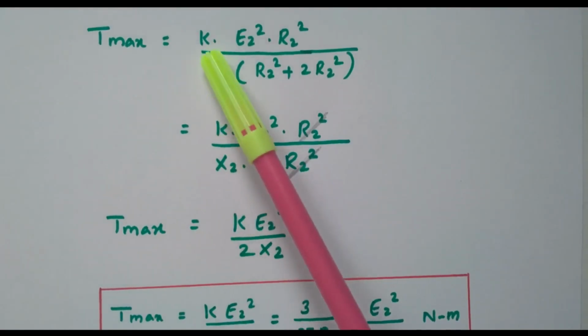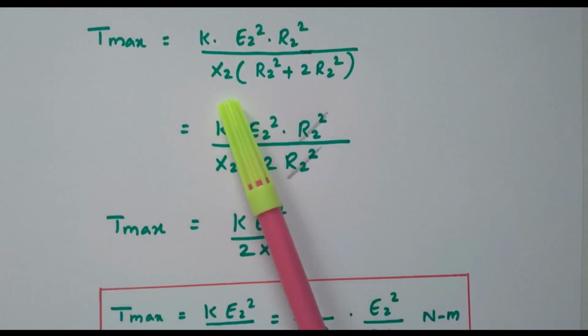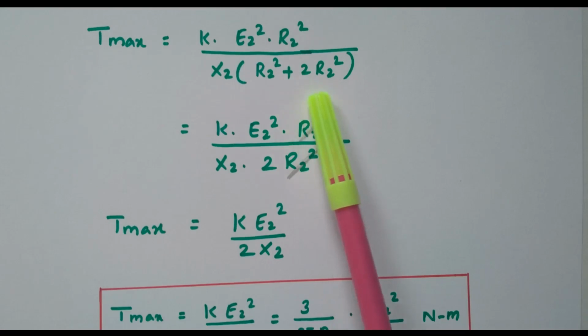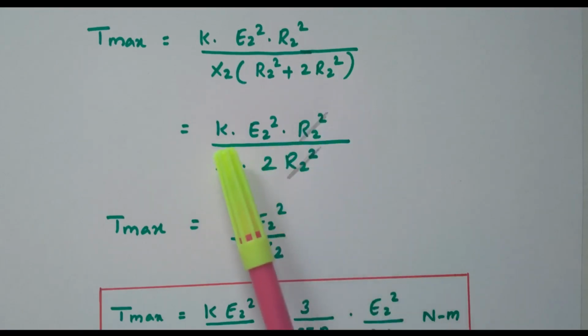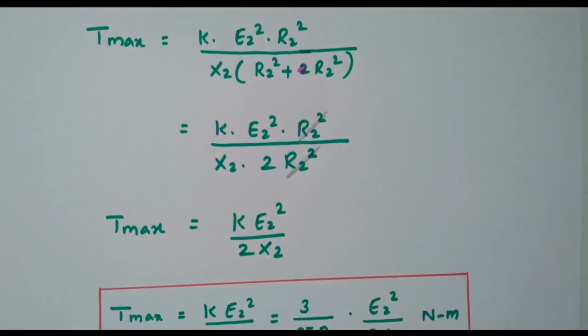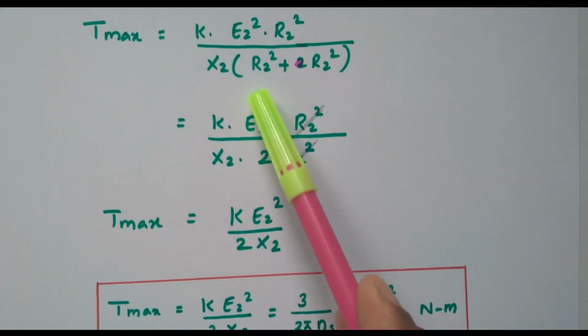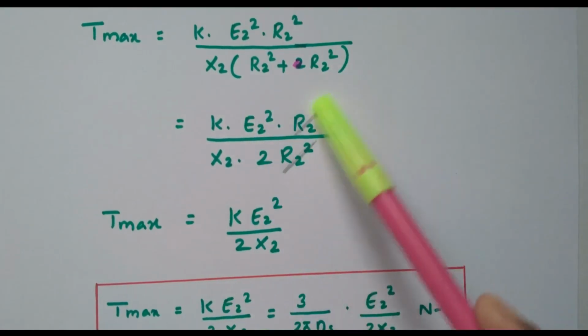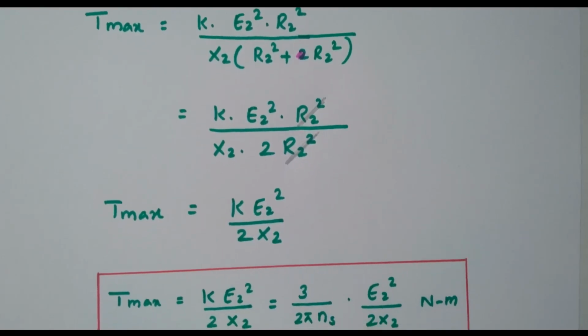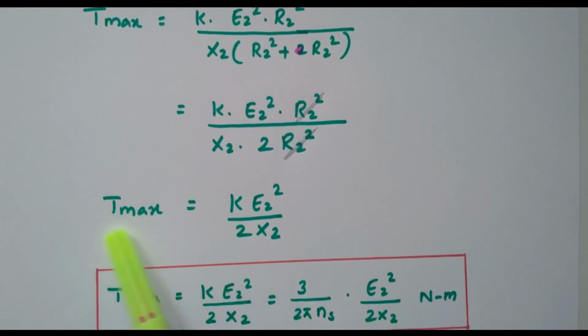After simplification, we got k E2 square R2 divided by, taking the X2 outside, R2 square plus R2 square, so this is available two times. So k E2 square R2 square divided by X2 square into 2 R2 square. R2 square plus R2 square becomes 2 R2 square, so this R2 square got cancelled. So finally what we got? T maximum, the expression for the magnitude of maximum torque, is k E2 square divided by 2 into X2.